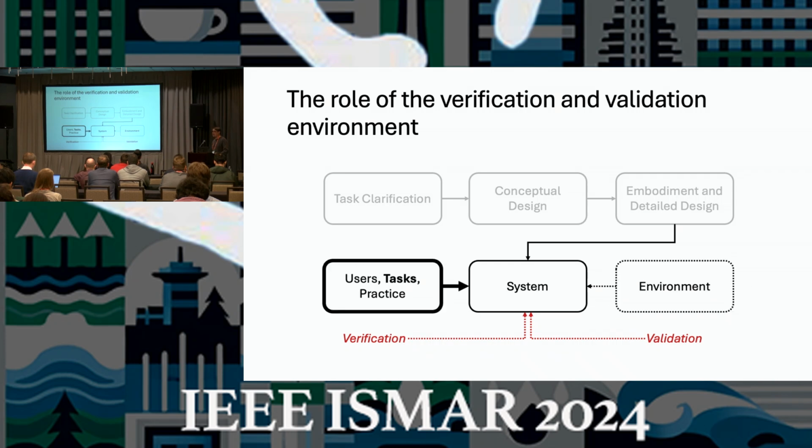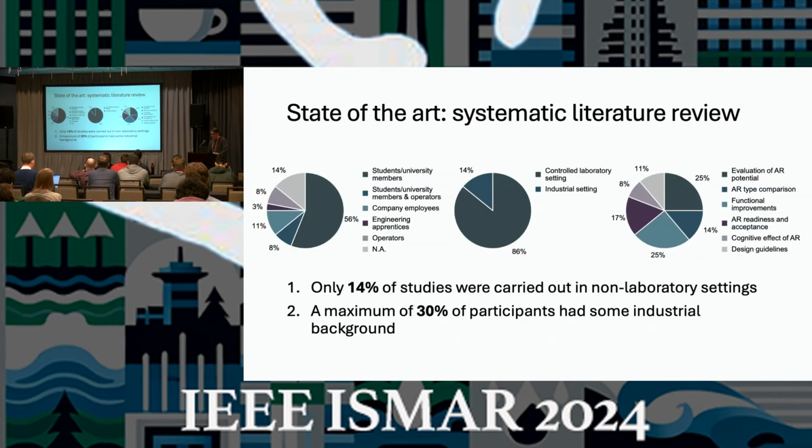In addition, when you use any system, people try to achieve their goals. People will do anything to achieve their goals. It's called appropriation. So the users we use, the tasks we tell them to do, and the practice that's going on on the shop floor, all of this affects the system and affects verification and validation.